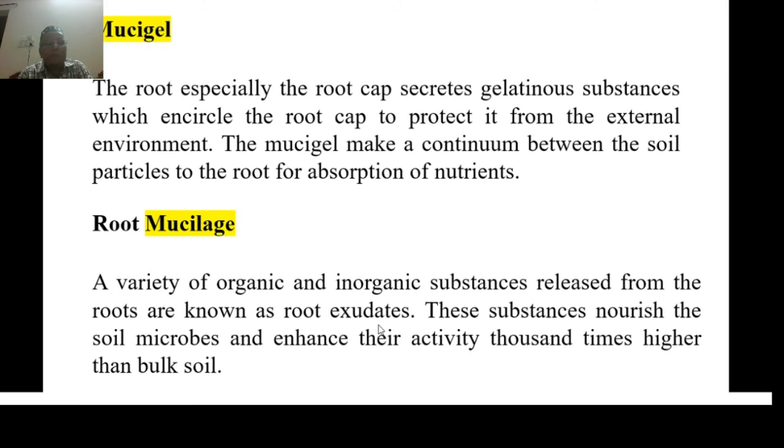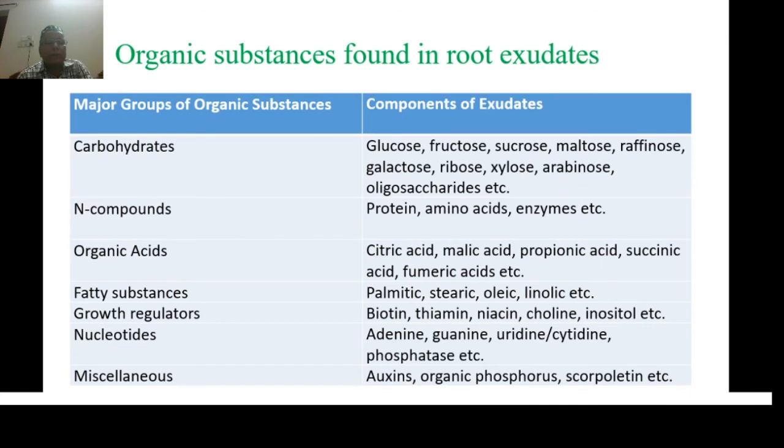There are various types of substances present in the root exudate. Among them: carbohydrate, nitrogenous compound, organic acid, fatty substances, growth regulators, nucleotides, miscellaneous. Among the carbohydrates: glucose, fructose, sucrose, maltose, raffinose, galactose, ribose, xylose, arabinose, oligosaccharide, etc. Nitrogenous compounds: protein, amino acid, enzyme, etc. Organic acids: citric acid, malic acid, propionic acid, succinic acid, etc. Fatty substances: palmitic, stearic, oleic acid, etc.